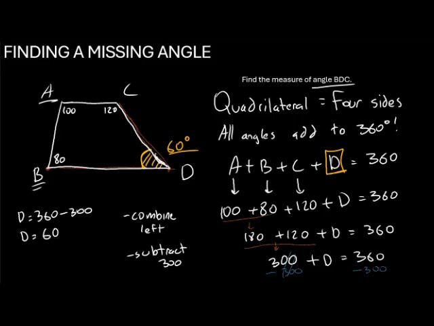So remember that the rules for the angles inside of a quadrilateral are a little different than the ones in a triangle. We'll be adding up to make 360 rather than 180.